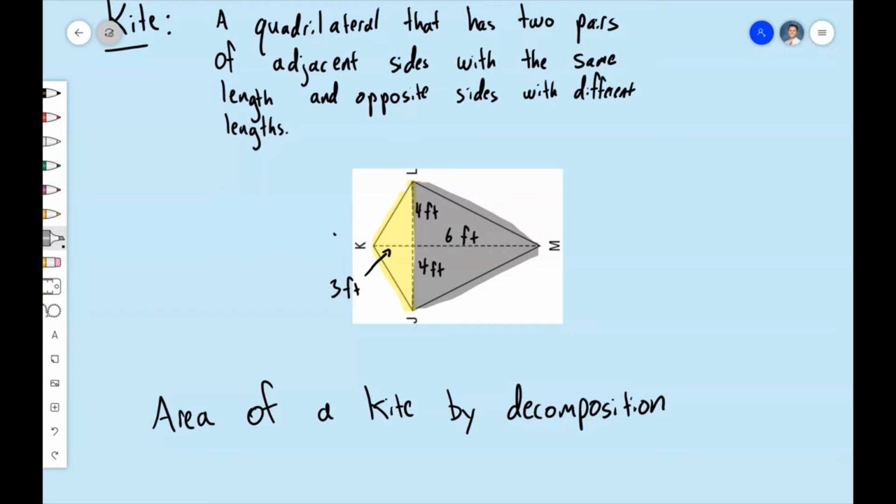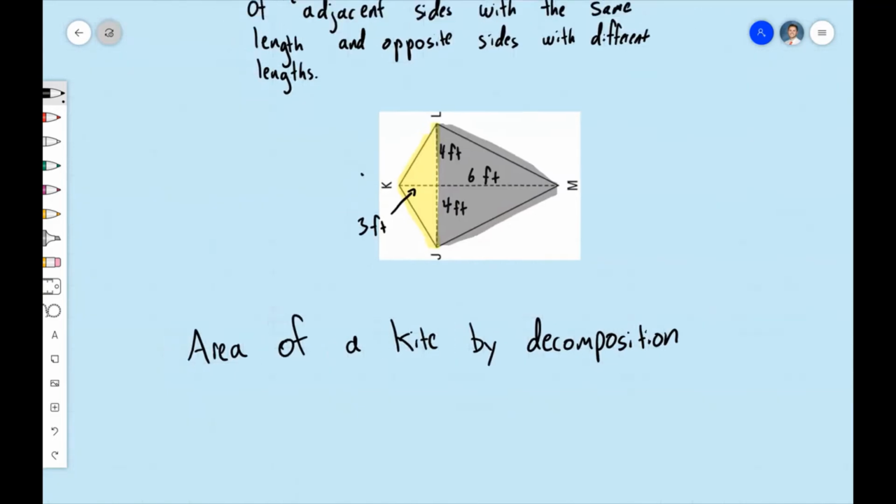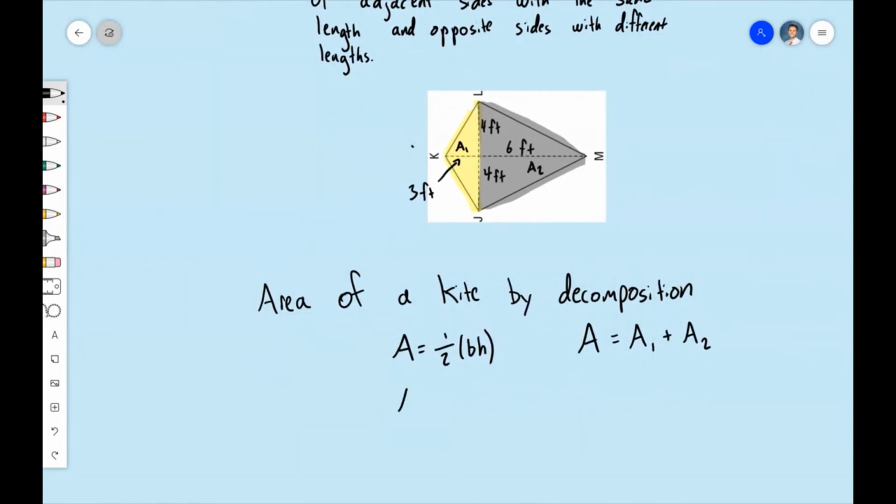As a reminder, our formula to find the area of a triangle is 1/2 times the base times the height, 1/2 BH. So we've got A equals 1/2 of the base times the height. Let's look first, and in this case our kite is going to be equal to the area of our first triangle in yellow plus the area of our second triangle in pink. And I'll label those A1 and A2.